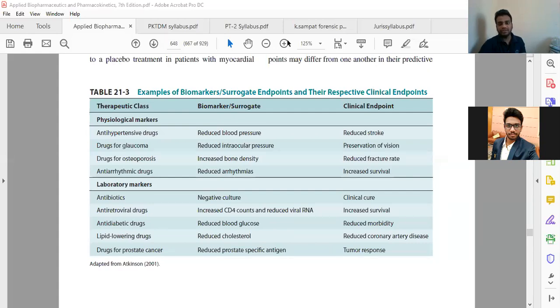I just wanted to complete this concept of biomarker and surrogate endpoint before we move to the clinical discussion. Shall I continue?